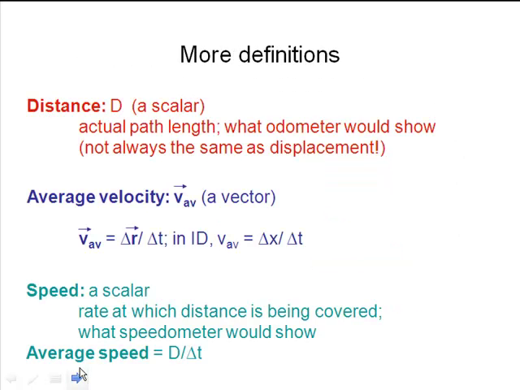A couple other things. Distance was a scalar. It was the total path length between the beginning and final positions, and it was not the same in magnitude as the displacement. Average velocity was the rate of change of displacement, so it was delta r, the displacement, over the change in time. In one dimension, it was just delta x over delta t. And speed was a scalar that was related. In speed, we took the distance divided by the change in time.